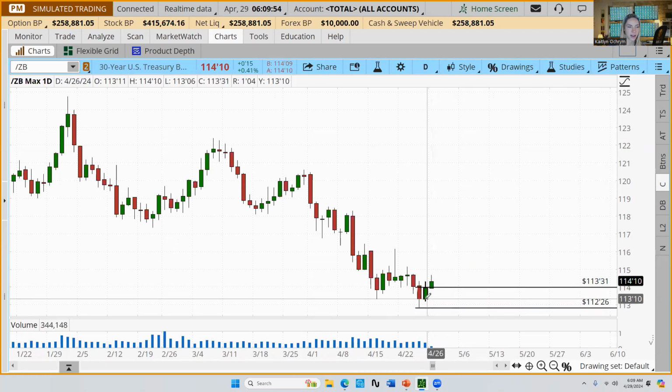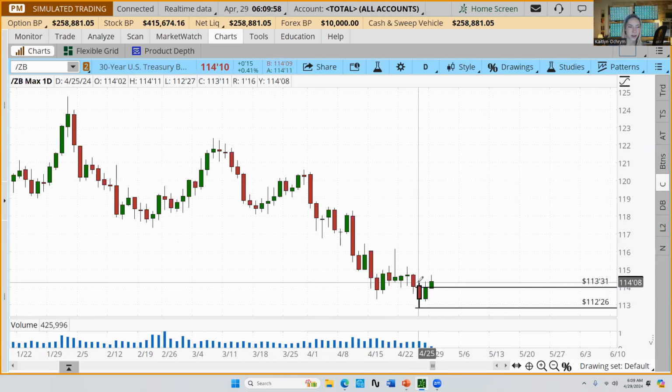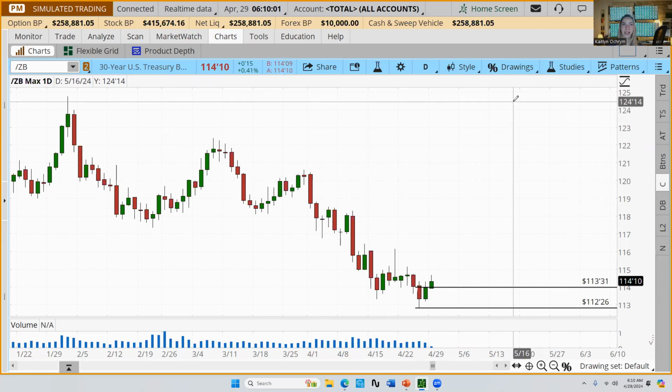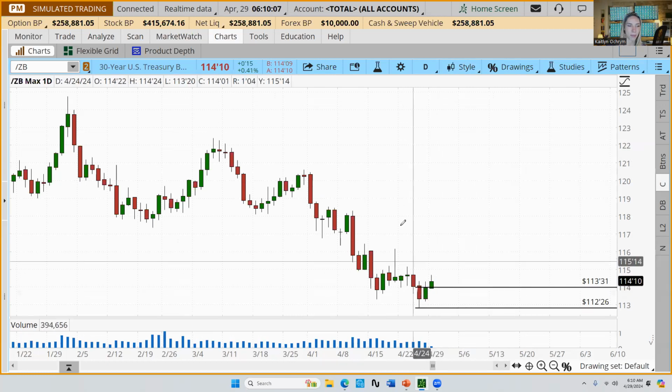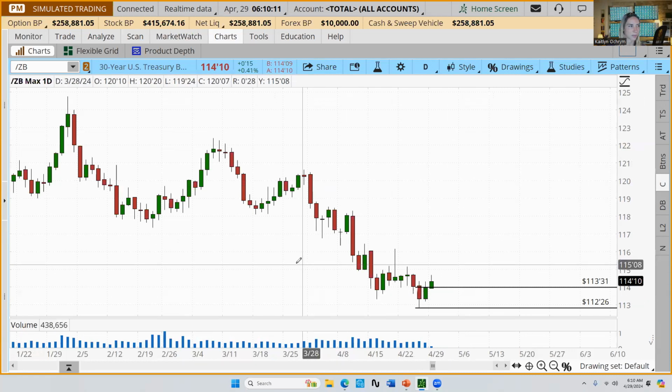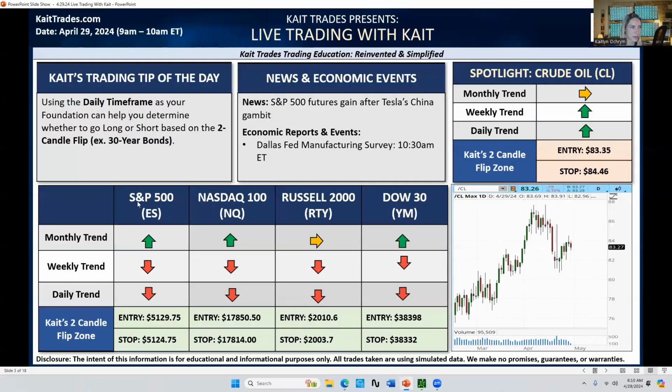2-candle flip there. You can see that that led to the next wave to the upside. So again, keep an eye on those 2-candle flips. Higher time frames are going to be better for finding those turning points and giving you a better perspective as far as what direction to take your trades. So that's the trading tip of the day.